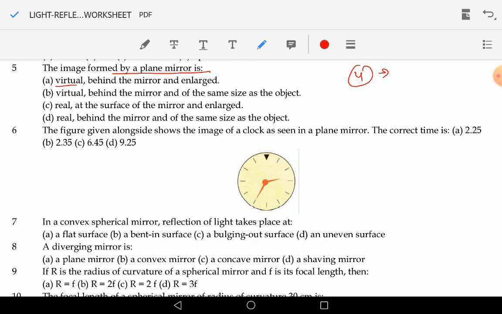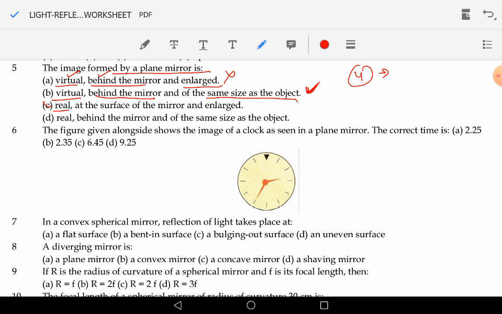A says that virtual, behind the mirror and enlarged. So I guess virtual and behind the mirror is correct, but enlarged is wrong. Virtual, behind the mirror and same size as the object. I think this is our answer, but we should never come to the conclusion once we have to read all the 4 options which are given.